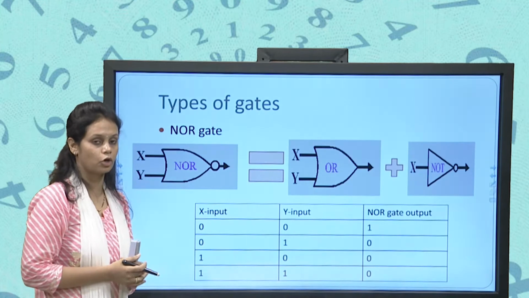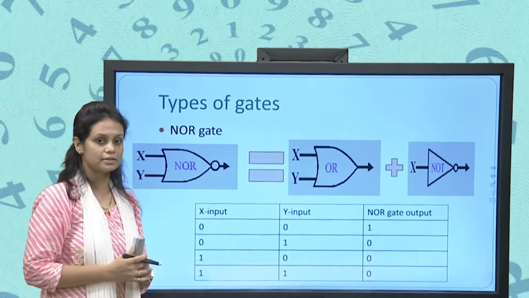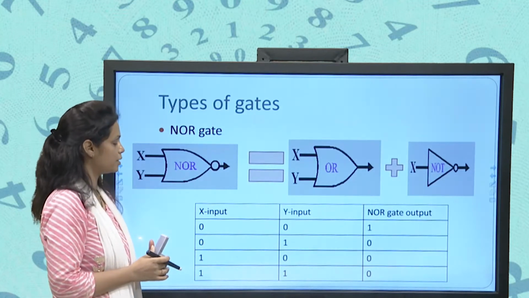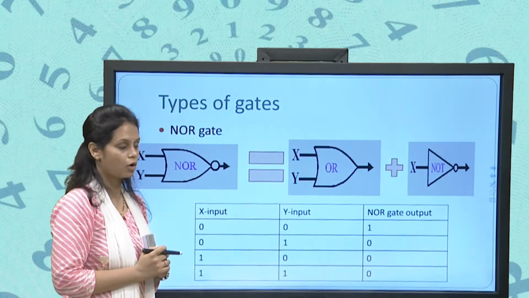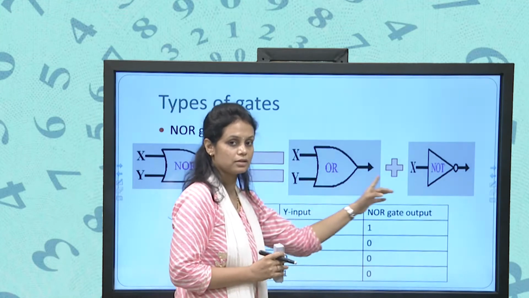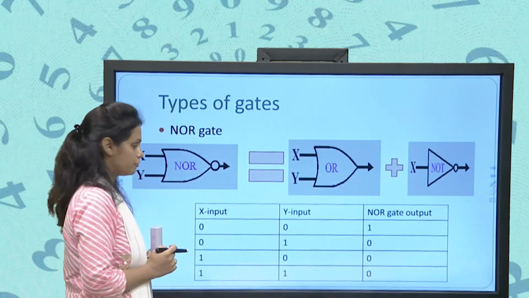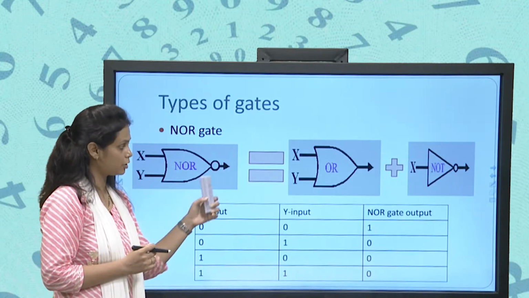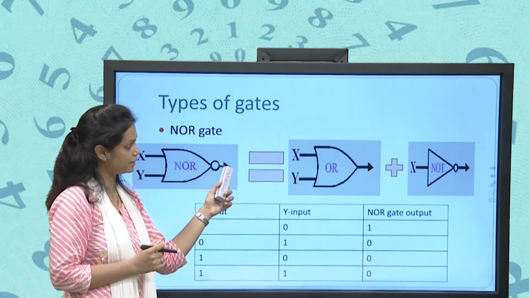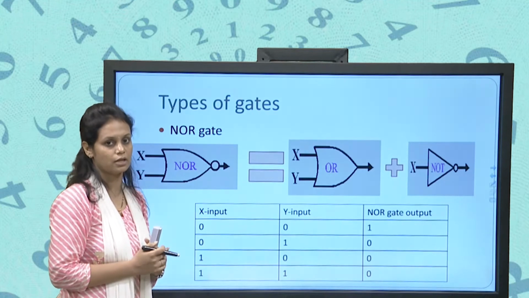Next is the NOR gate. Now see, what is the NOR gate? The NOR gate is the combination of the OR gate plus NOT gate. We'll see some examples in detail. So first we will perform the OR operation by using the OR gate and then we will perform the NOT operation using the NOT gate.